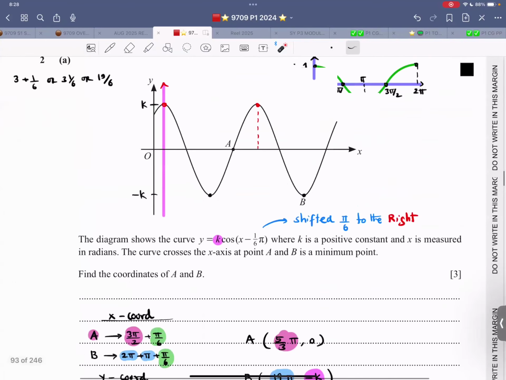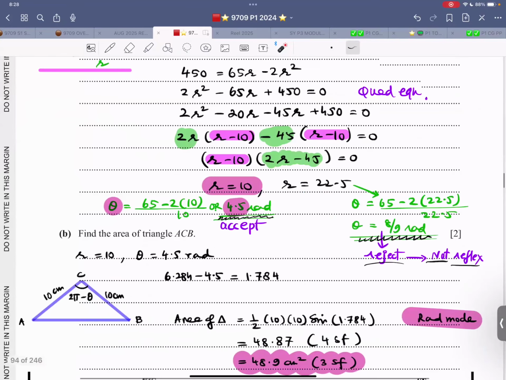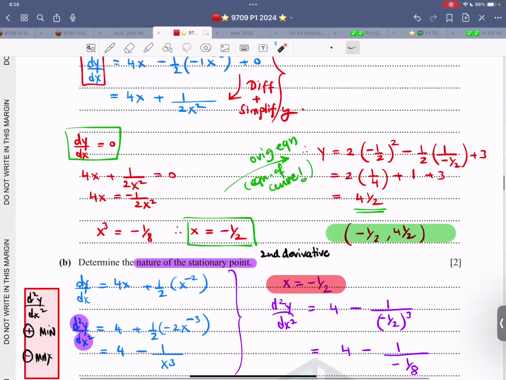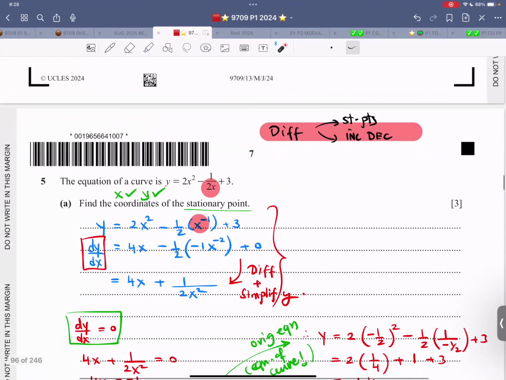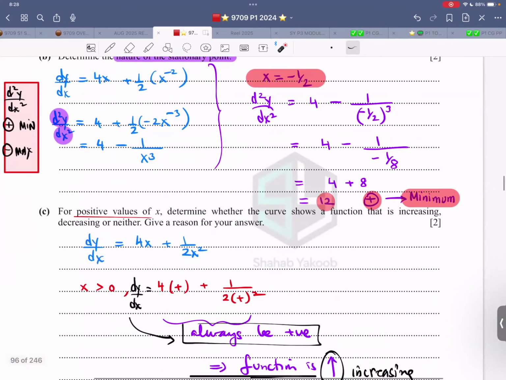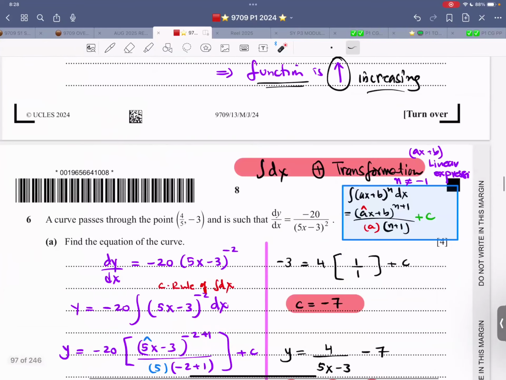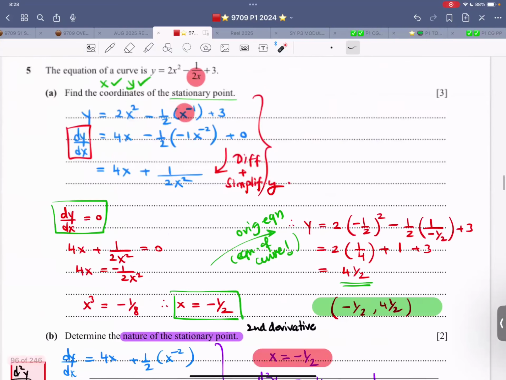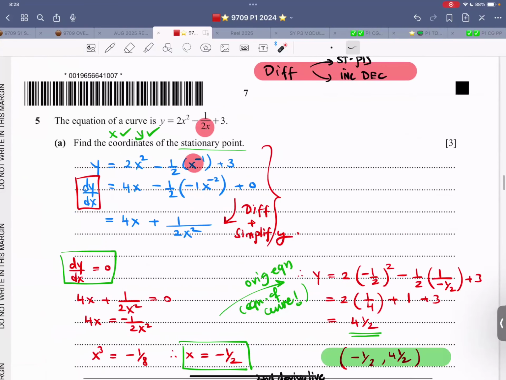Binomial, skip. Another basic question, but we should not skip it. Okay, now let's have a look. Let me get my glasses.